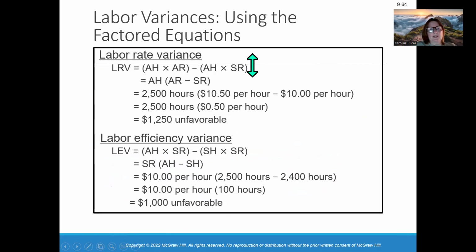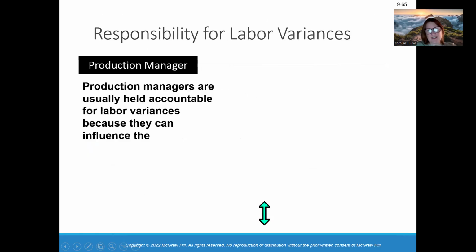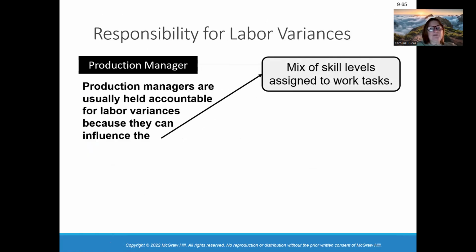Again, you can work this problem with an equation instead of working through a table, and you get the same answers. Okay. 1,250 unfavorable for the rate variance, 1,000 unfavorable for the efficiency variance.